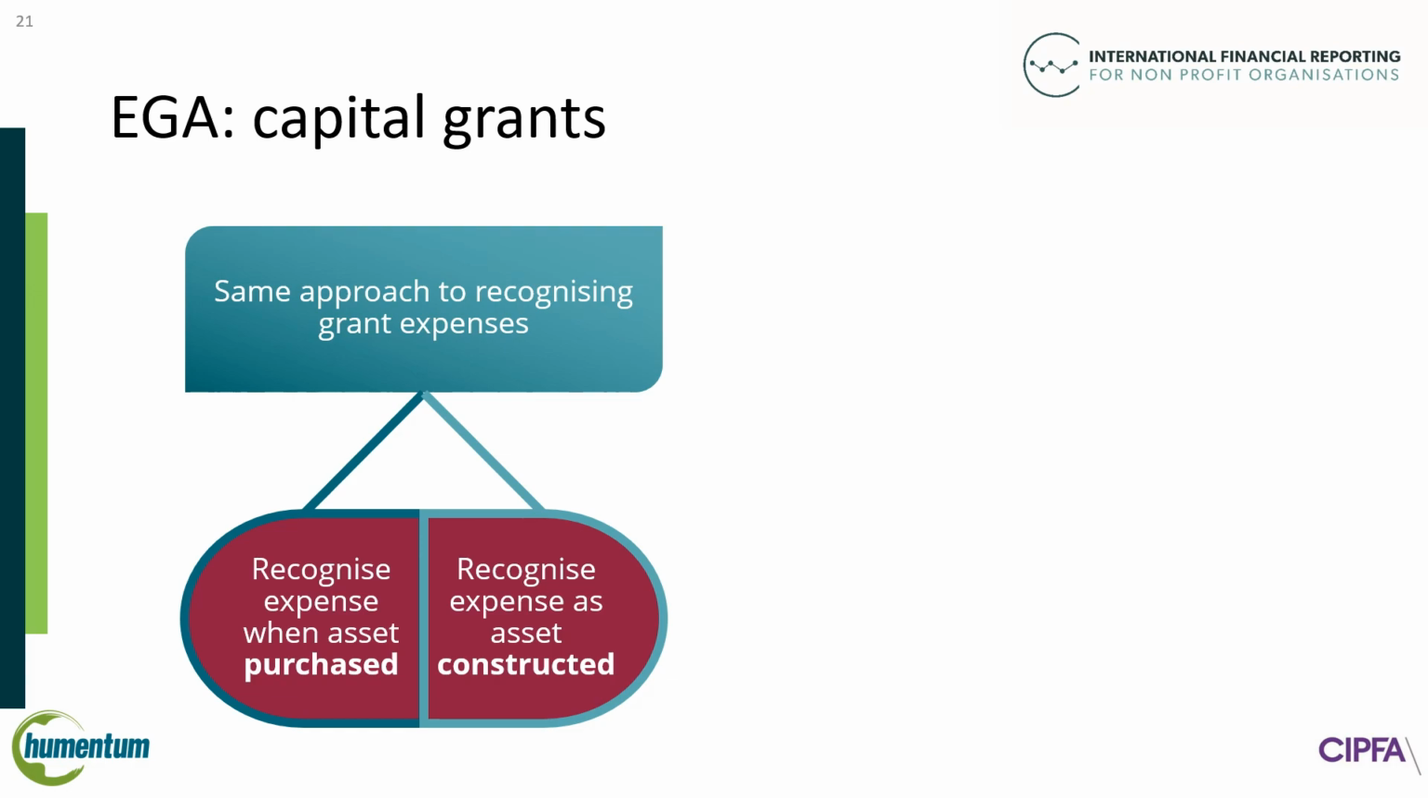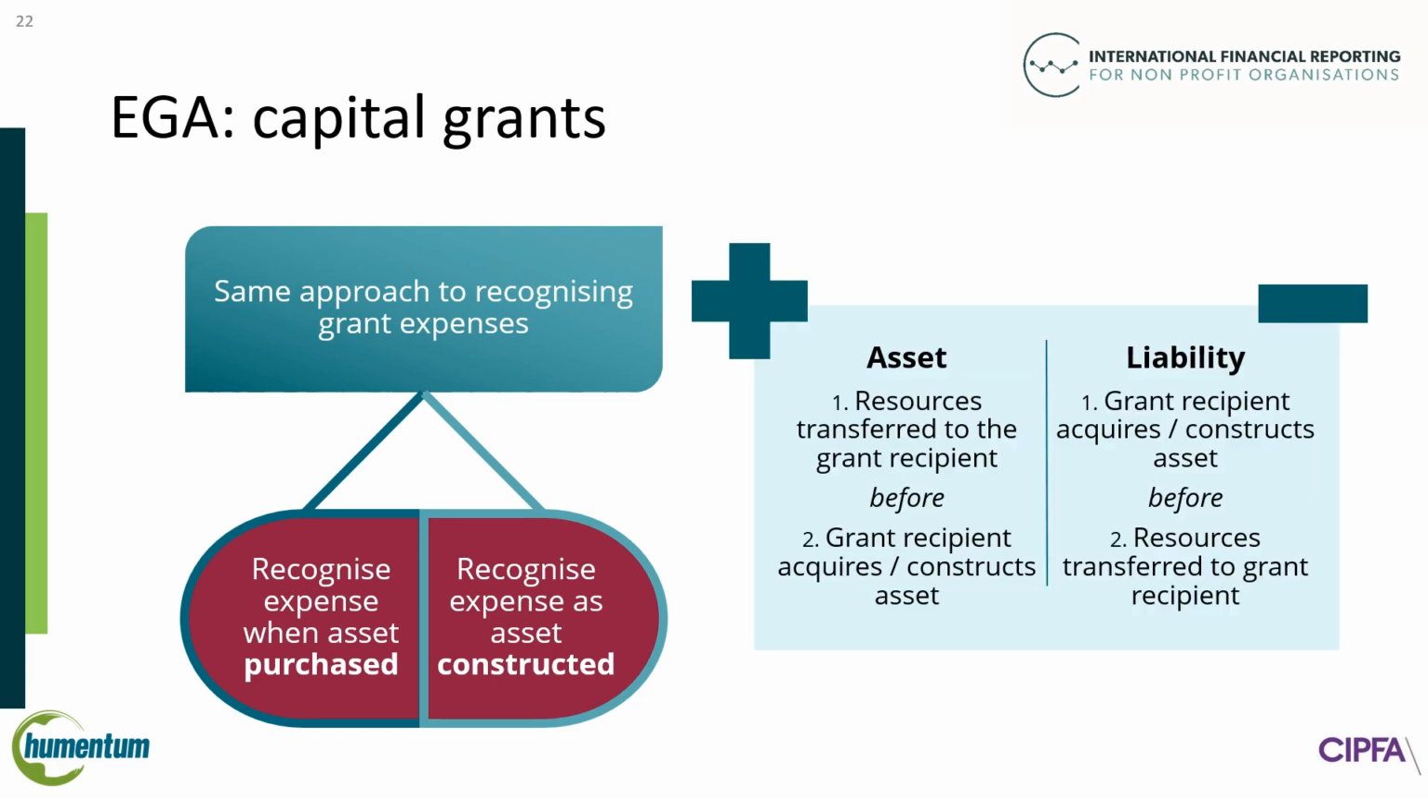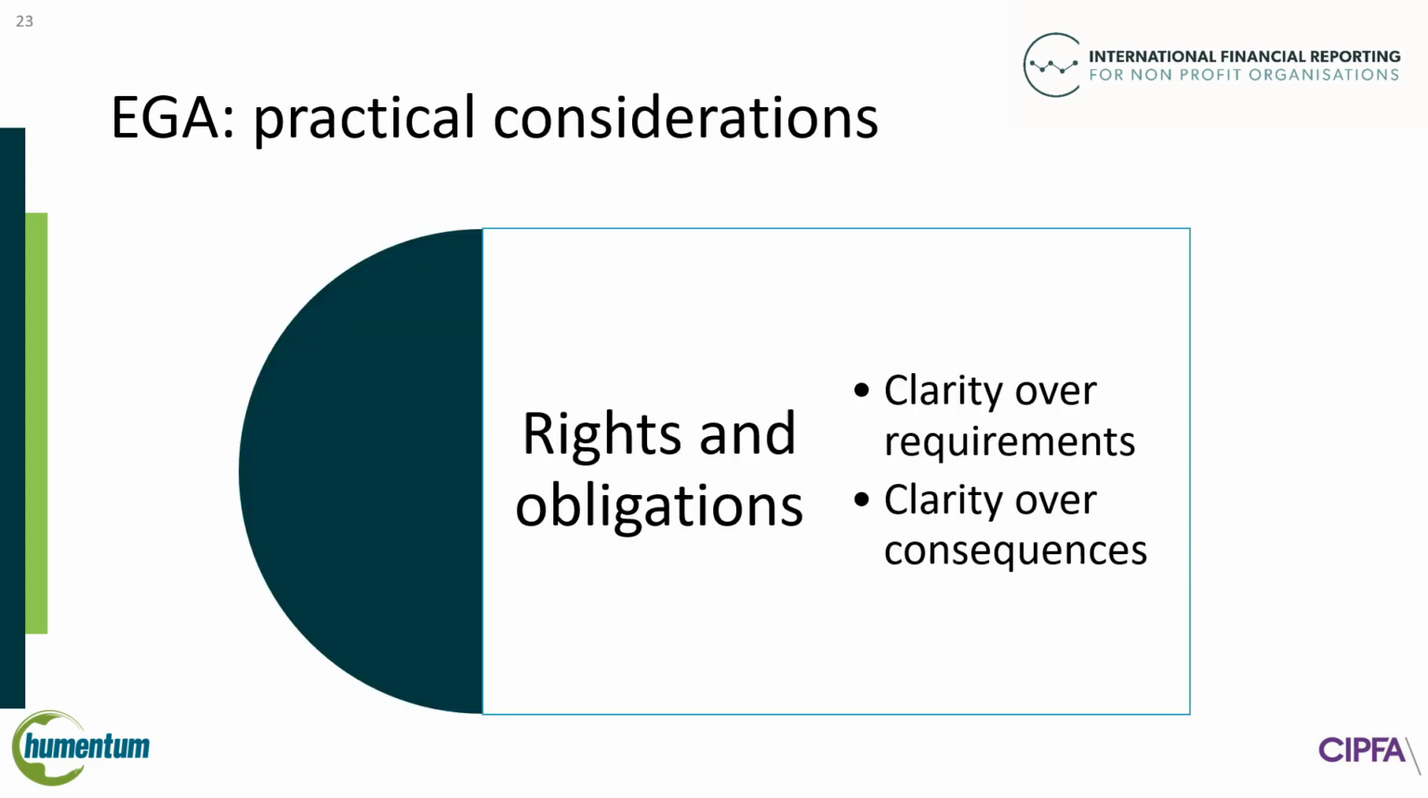A grant expense will be recognized by the grant-providing NPO, based on an agreed methodology for the measurement of progress made. If the grant-providing NPO transfers resources before the grant recipient has acquired or constructed the non-current asset, the grant-providing NPO will recognize a prepayment asset until the grant fulfillment rights are met. This prepayment asset will be derecognized when the non-current asset is acquired or constructed by the grant recipient. If the grant recipient acquires or constructs the asset before resources are transferred, the grant-providing NPO will recognize a liability and a grant expense for its obligation to transfer resources.